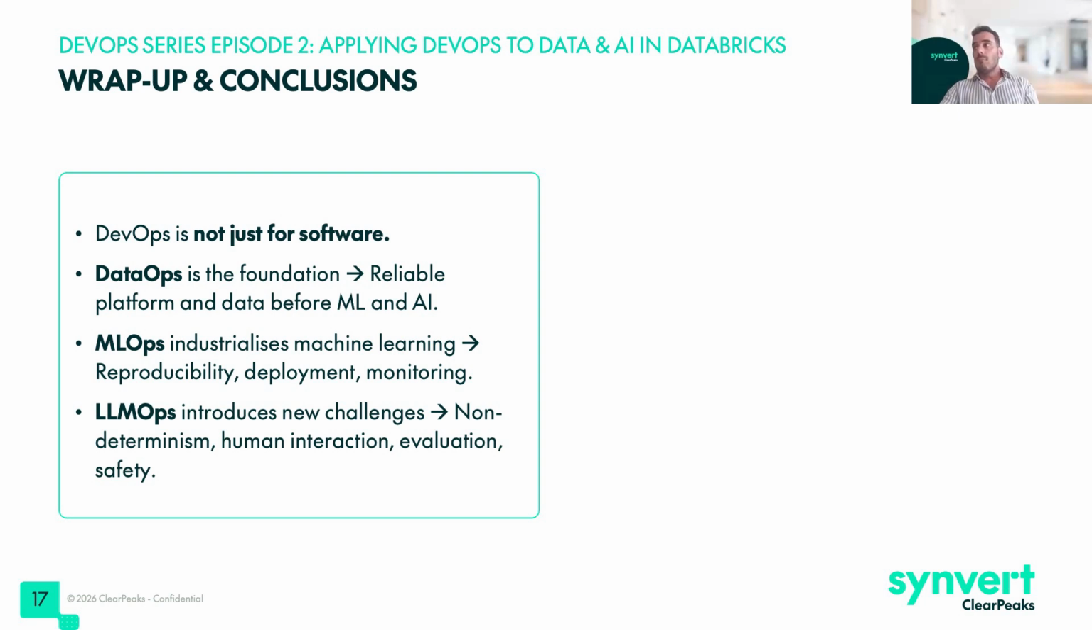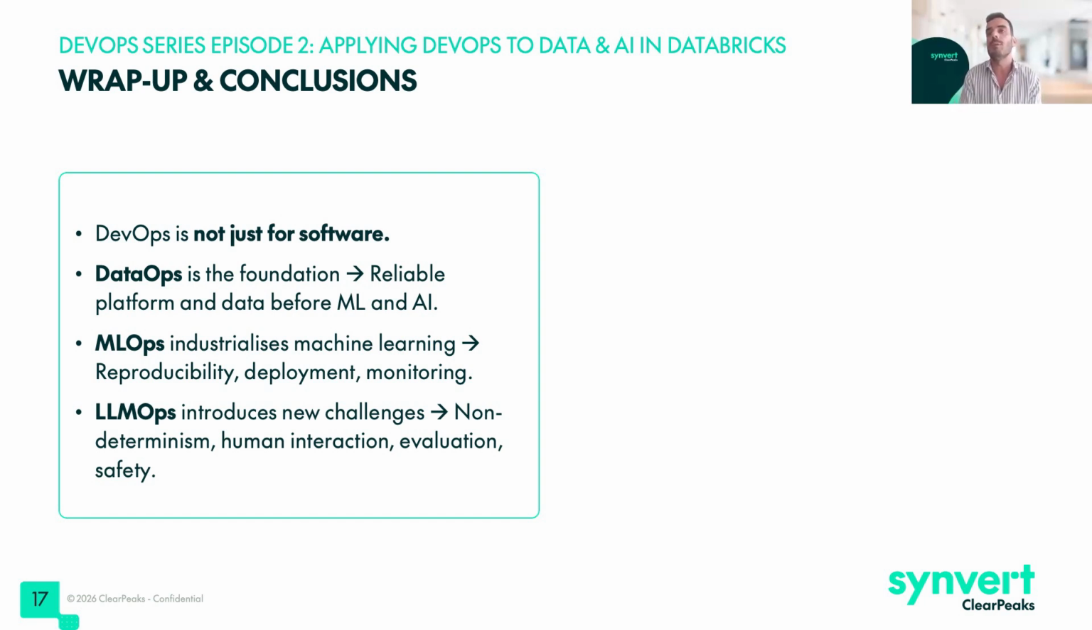Okay, so that was it. We've covered the 3 pillars, let's say, of DevOps within Databricks. Remember, DevOps is not just for software. We apply it to data and our applications as well when it comes to machine learning and LLM. DataOps is always going to be the foundation. Okay, a reliable platform is always going to be required. So you're going to want reliable infrastructure that can be deployed across multiple environments, and you always want good data that can be fed to your ML and AI use cases. None of them is going to be successful if your data is not in good shape before. MLOps industrializes machine learning, so it offers reproducibility of the models, the deployment, and the monitoring.